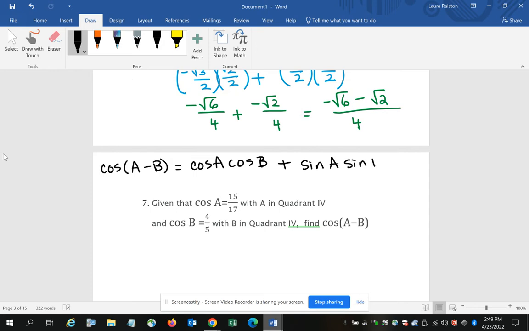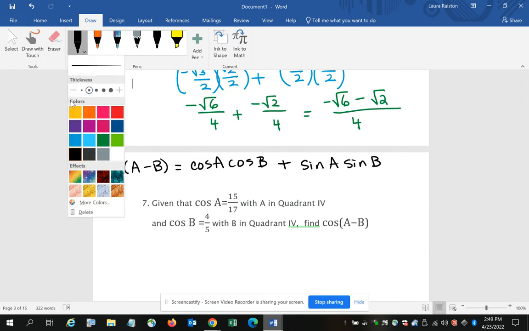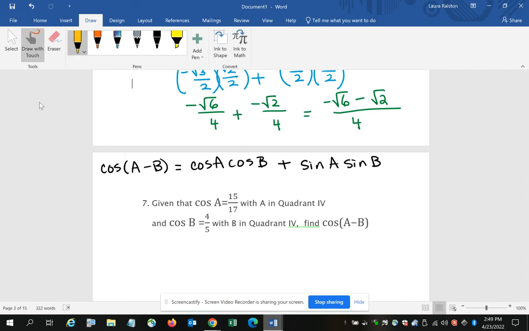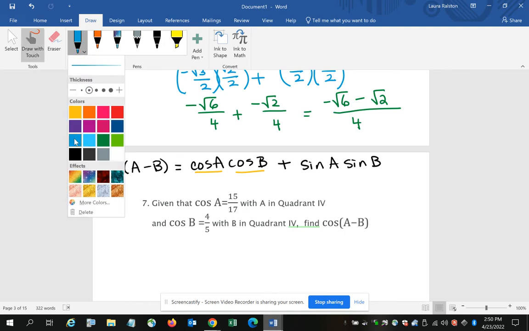times sine B. And if we look at what we're given in the problem, we're given cosine A as 15/17 and A is in quadrant 4, and we're given cosine B, which is 4/5 and is also in quadrant 4. Okay, but I need sine A and sine B. So again, it's kind of that three-step process.